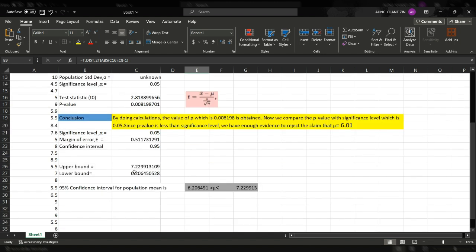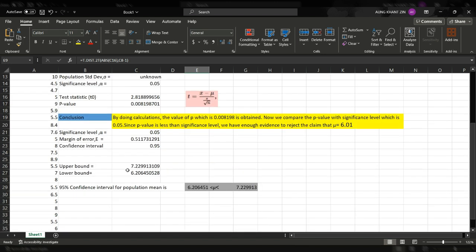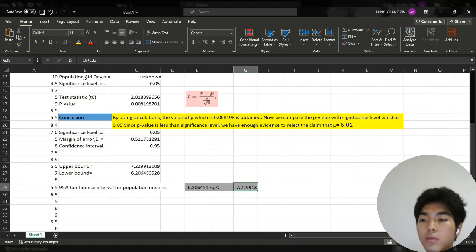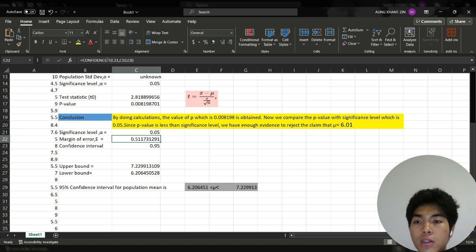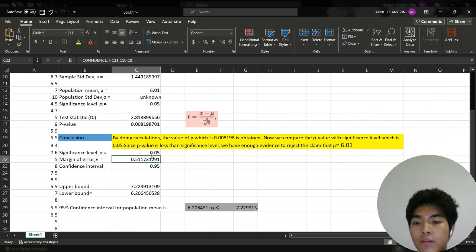So after that, we need to find the 95% confidence interval for the population. So to find the 95% confidence interval for the population mean, we need to know the margin of error. So to find the margin of error, I use the formula CONFIDENCE.T, with C21, which is the value of alpha, C10, which is the value of s, the sample standard deviation, and the sample size. So I got the value for E.